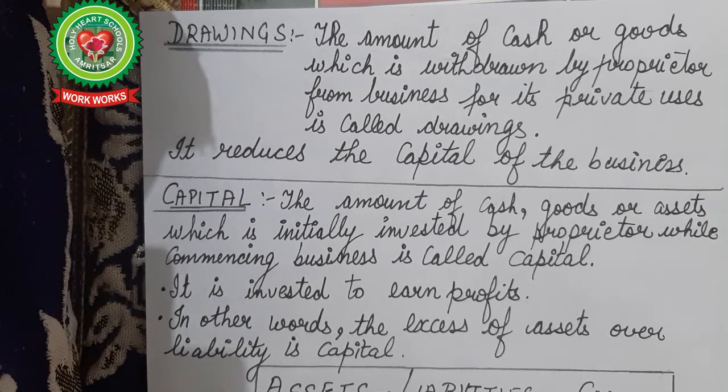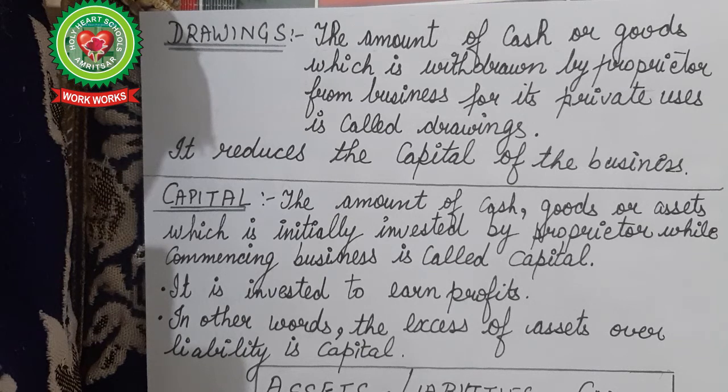is called capital. I have 5 lakh rupees. I have a place of about 250 square feet. So I invested both to start a business. I put both of them in use to start a business. So what is both comprising? Cash plus my land. This is capital. Now why I have invested the same? To earn profits. So in other words, assets minus liabilities.